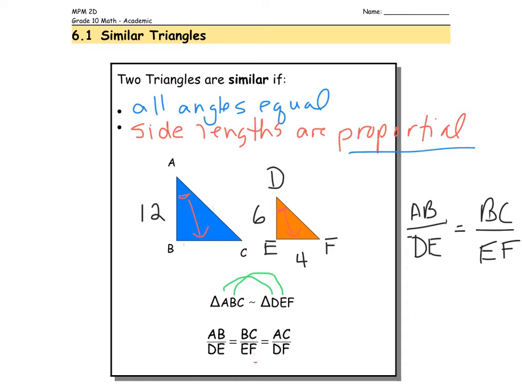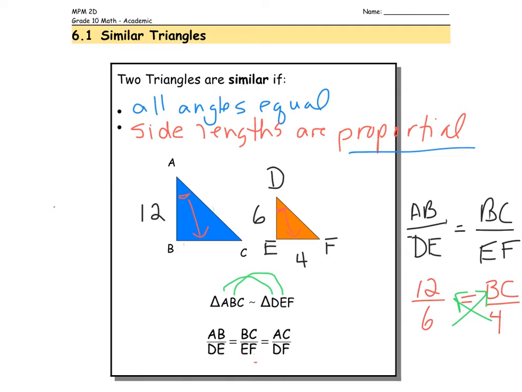So AB is 12, and DE is 6. BC is what I don't know, so I'm just going to leave it as BC. And then EF I've said is 4. So I can choose to solve this in whichever way I want, right? Bringing the 4 up and multiplying. In some cases, if my unknown is in the denominator, I might want to cross multiply to solve as a solution. And then I can kind of go from there.